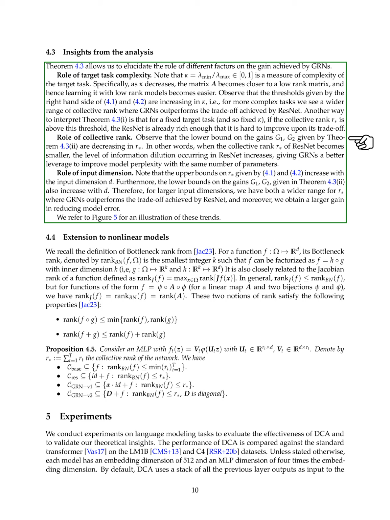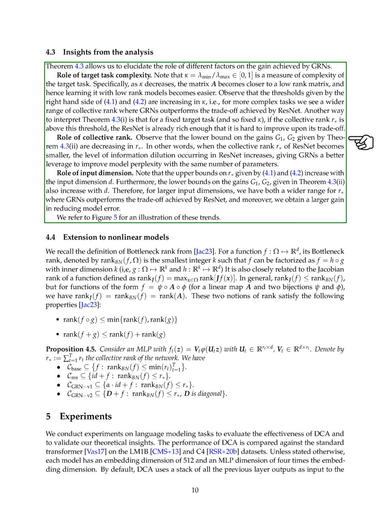to learn. We notice that the thresholds for performance increase with kappa, indicating that for more complex tasks, GRNs can outperform the trade-off achieved by ResNet over a broader range of collective ranks. Additionally, for a specific task with a fixed kappa, if the collective rank exceeds a certain threshold, ResNet is already sufficiently capable, making further improvements challenging.